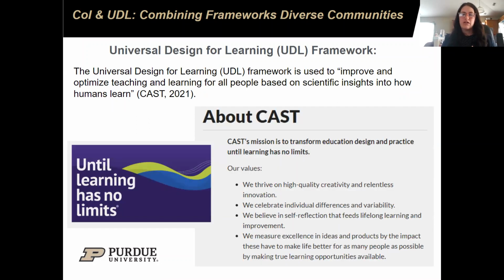So as we start out, the Universal Design for Learning framework is used to improve and optimize teaching and learning for all people based on scientific insights into how humans learn. UDL was created by CAST, which is a nonprofit educational research and development organization focusing on making learning more inclusive.